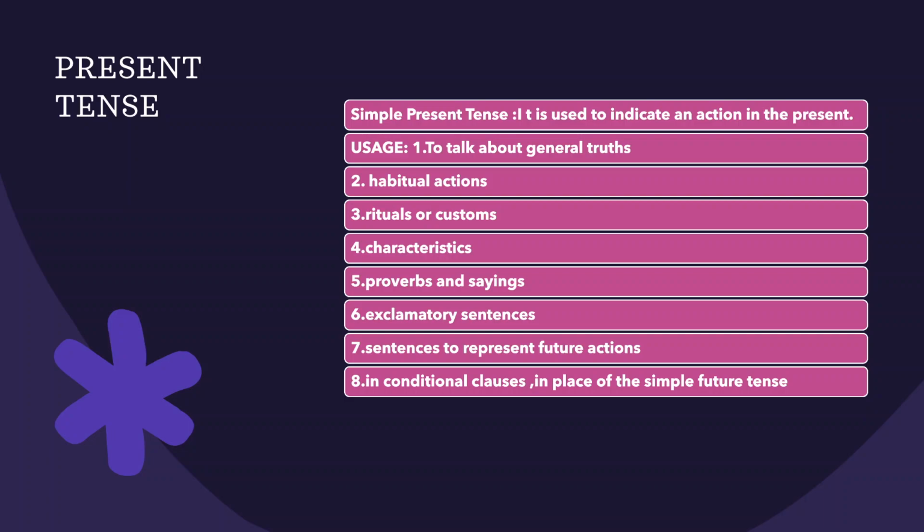Okay. Number 8, in conditional clauses in place of the simple future tense. And how to use it? If I get good marks, my mother shall buy me a bicycle. Okay, I repeat, if I get good marks in exam, my mother shall buy me a bicycle.